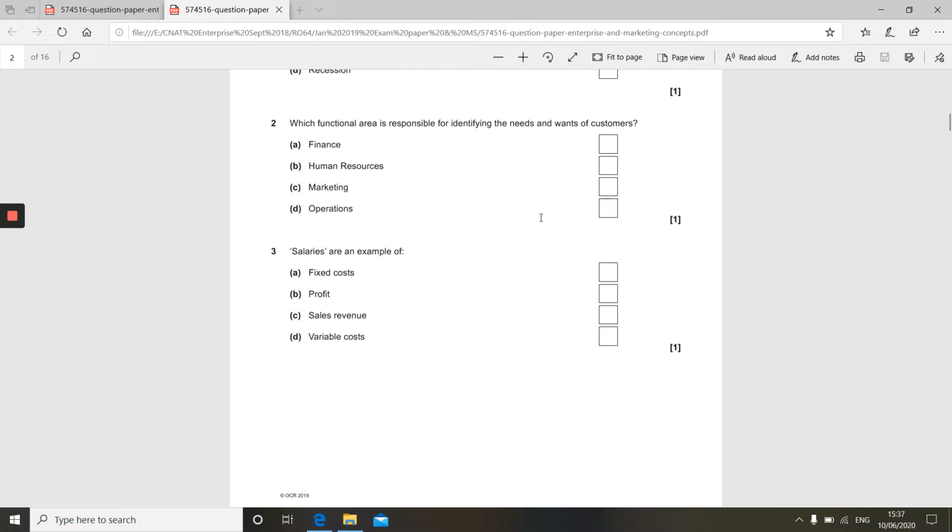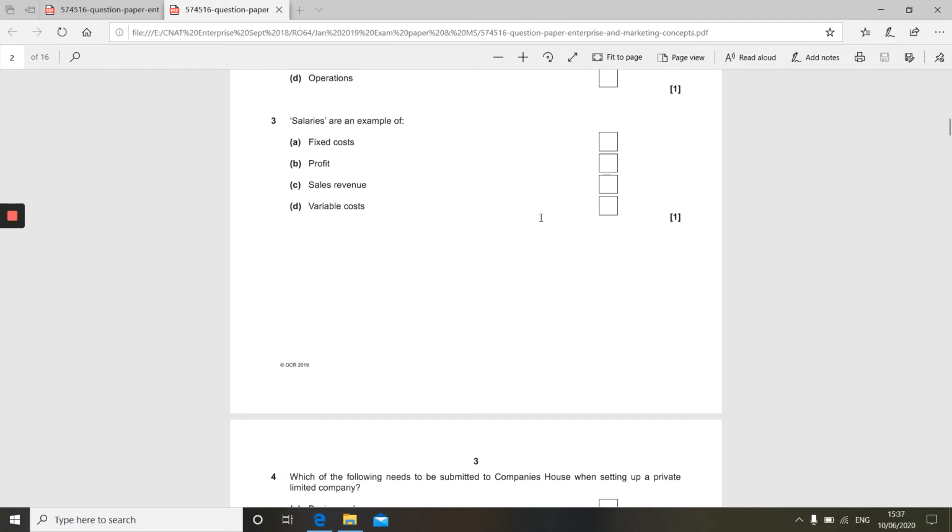Next one, question number 3. Here we look at salaries. When we're looking at the finance section of business, what are salaries? Are salaries something that are paid out, or something that is money coming into a business? What exactly are salaries and what are they classed as within a business? Okay, and I'll let you pick from those distractors which salaries are for a business.